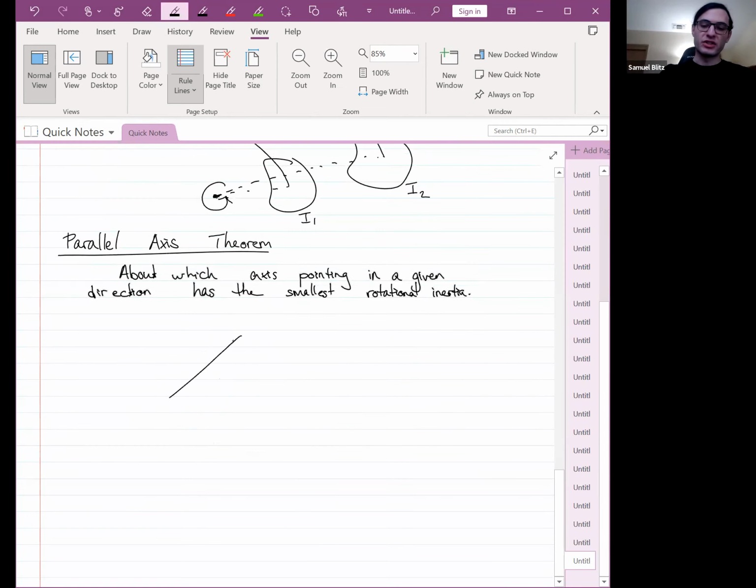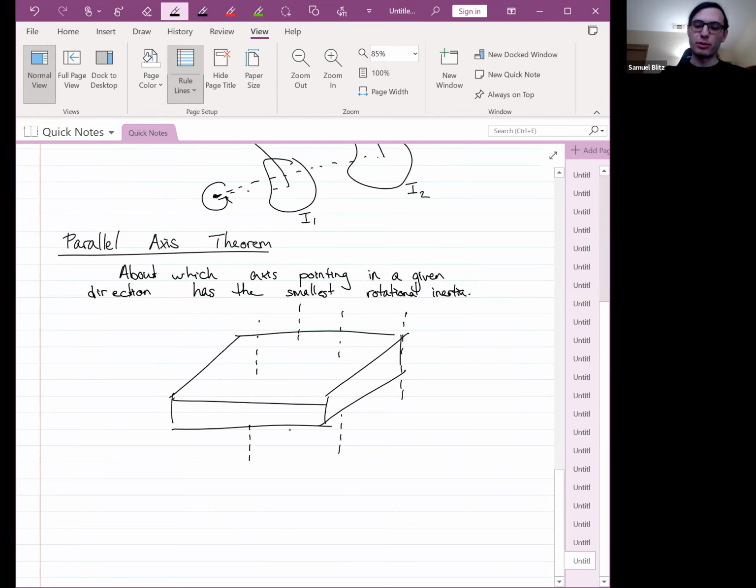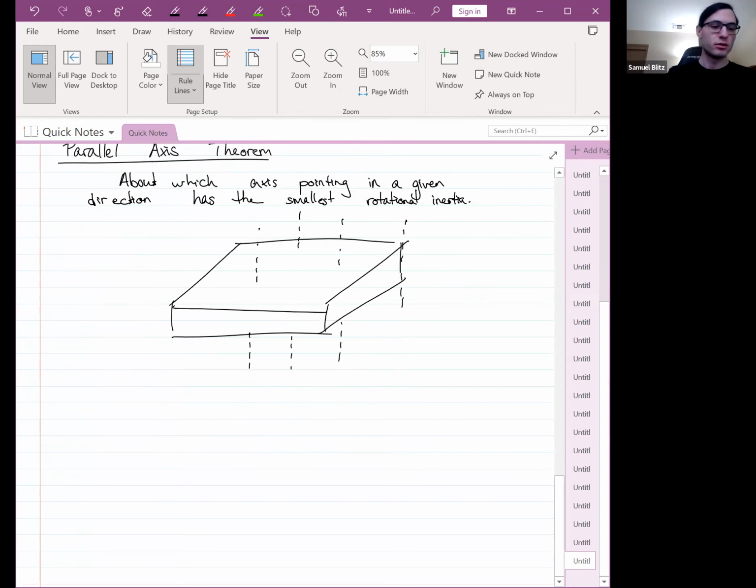So just to outline it again, if we have, say, a box, you could have an axis over here, or an axis here, or maybe an axis here. Any of these could, in principle, be the axis about which the rotation has the smallest rotational inertia. And we know, and we can reason this, that the rotational inertia gets bigger the further the mass is from the axis.